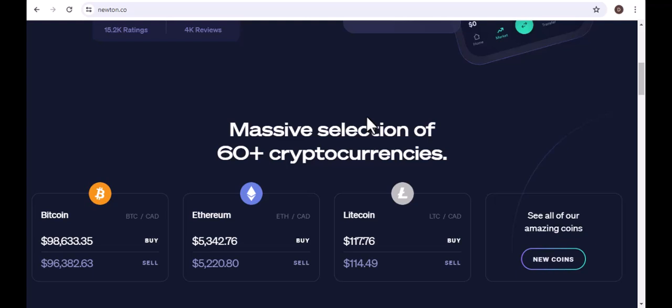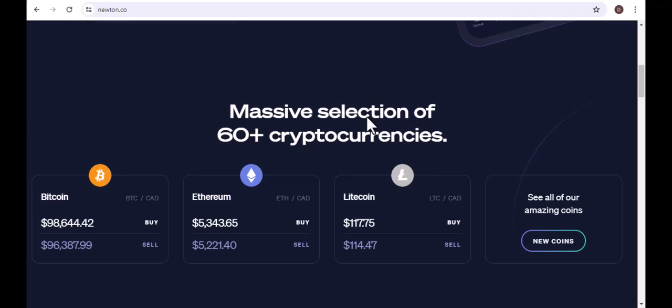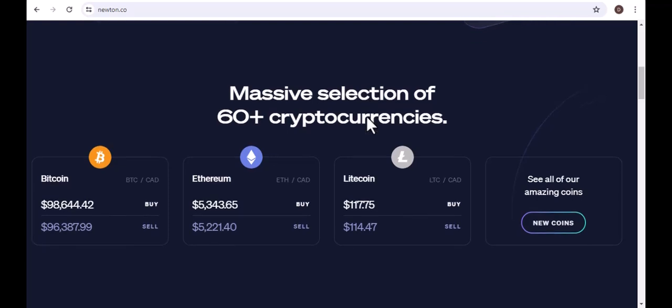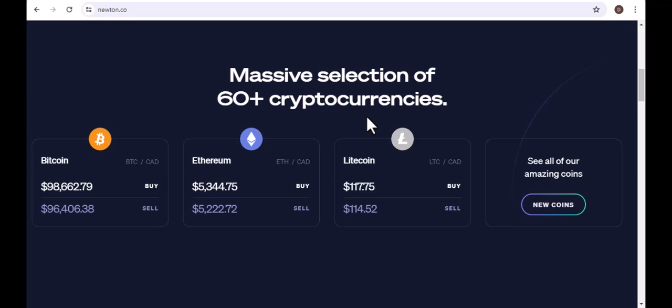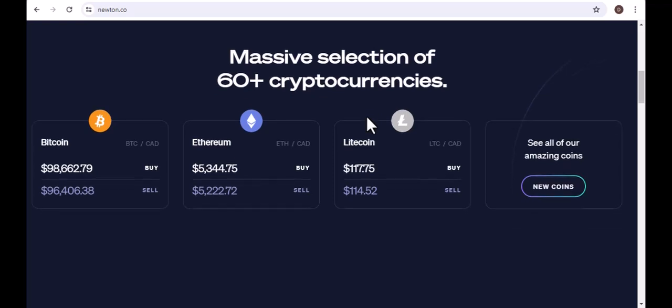Let's peel back the layers and take a closer look at the different types of fees you might encounter on Newton. Trading fees, the spread explained. Unlike some exchanges that charge a flat commission per trade, Newton primarily operates using a spread. Now, what exactly is a spread? In simple terms, it's the difference between the price at which you can buy an asset, the ask price, and the price at which you can sell it, the bid price. The exchange essentially makes money on this difference.